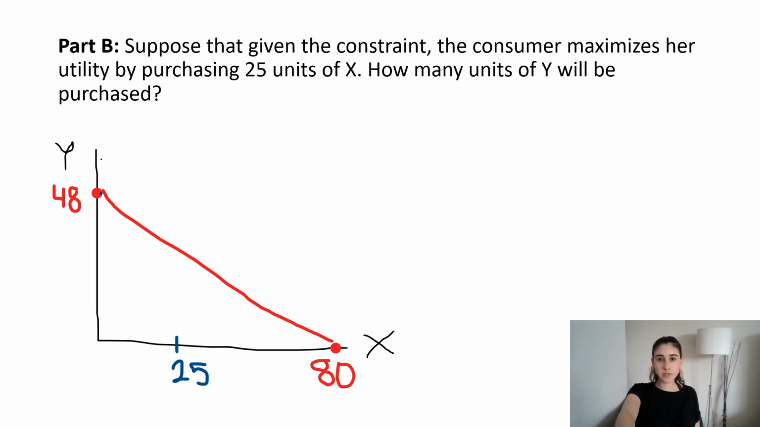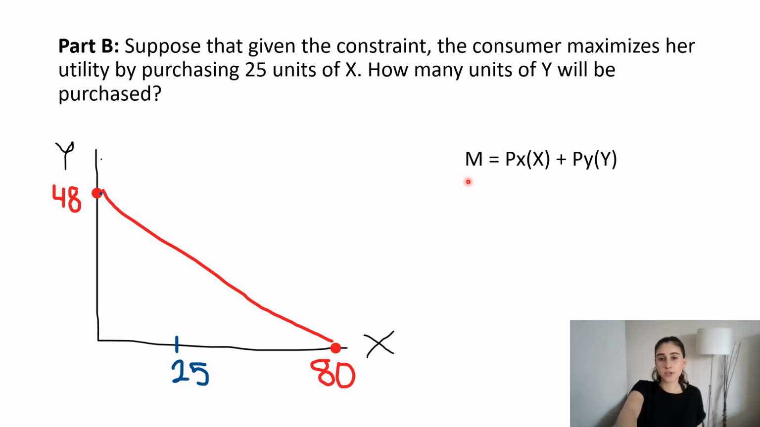We next move to part B. Part B reads, suppose that given the constraint, the consumer maximizes her utility by purchasing 25 units of X. How many units of Y will be purchased? To answer this question, we first need an equation that summarizes both X and Y and the budget. And this is the equation we could use.